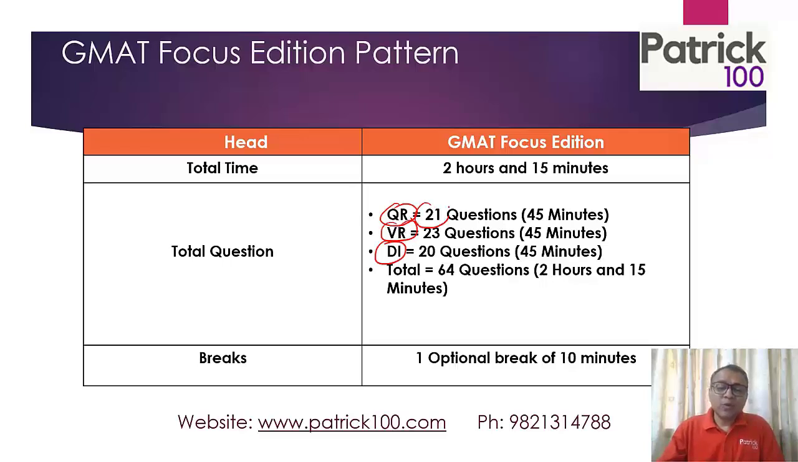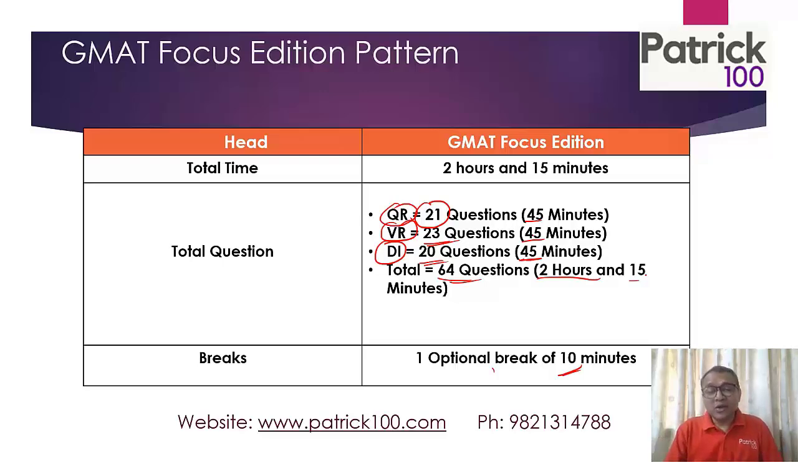Normally for Quantitative you have 21 questions, 45 minutes; for Verbal you have 23 questions, 45 minutes; and for Data Insights, 20 questions, 45 minutes. So overall it is 64 questions, 2 hours 15 minutes. You have one optional break which you can take between sections for 10 minutes. So if you take a break, it will go to 2 hours 25 minutes. That's the time limit as far as the exam is concerned, Focus Edition.